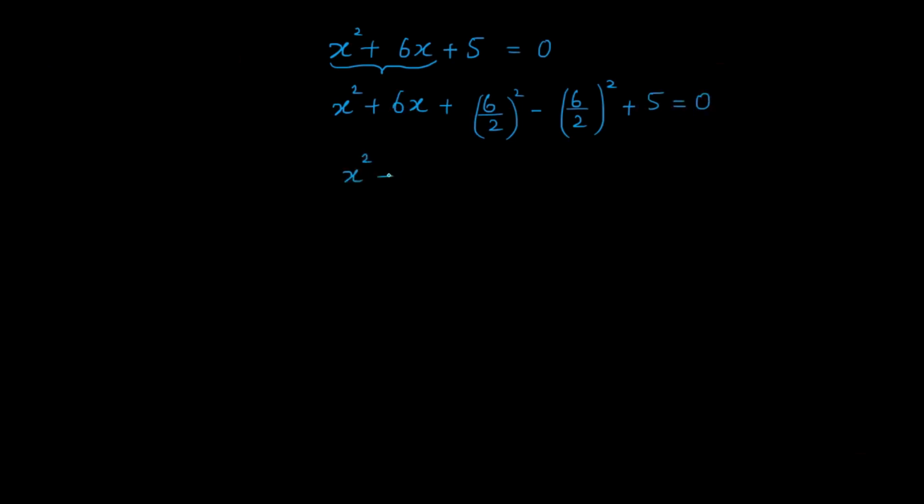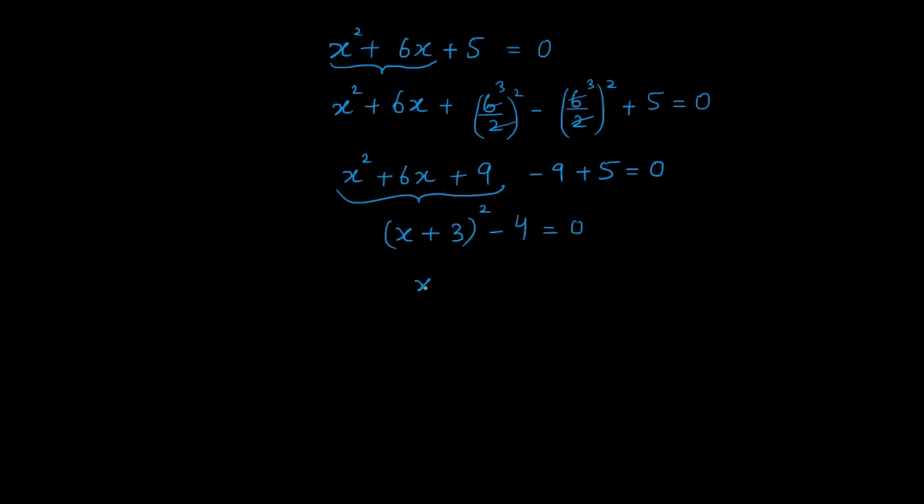Now this is x squared plus 6x, this becomes x plus 3, plus 9 minus 9 plus 5 equals 0. Now this will again be a perfect square: (x plus 3) the whole squared minus 4 is equal to 0. So we can simplify it. (x plus 3) the whole squared is equal to 4. When you square root it, this will become plus minus 2.